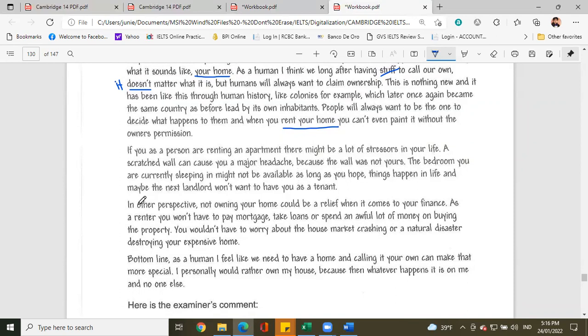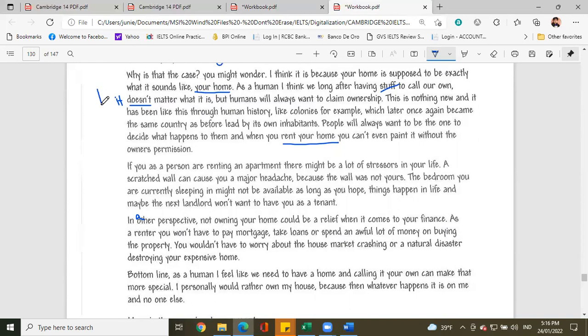In another perspective, not owning your home could be a relief when it comes to your finance. As a renter, you will not have to pay mortgage, take loans, or spend an awful lot of money on buying the property. You would not have to worry about the harsh market crashing or a natural disaster destroying your expensive home.